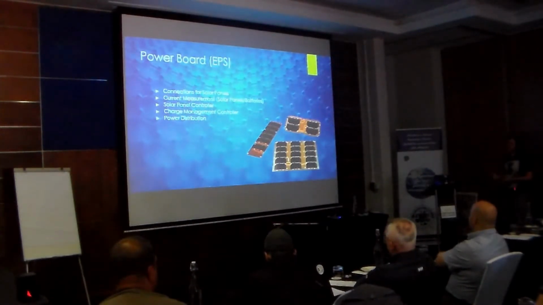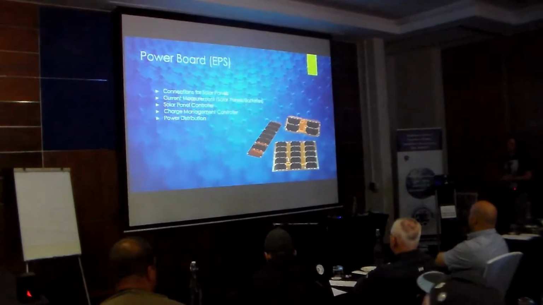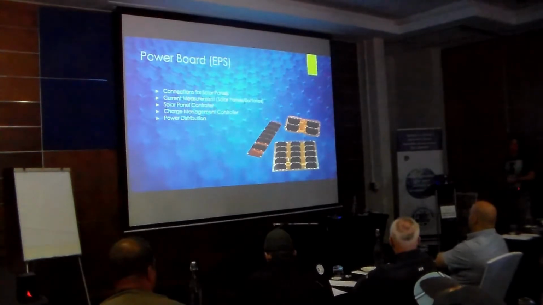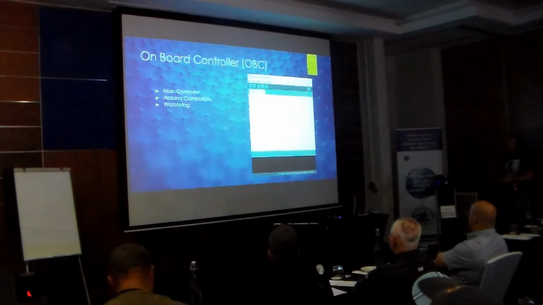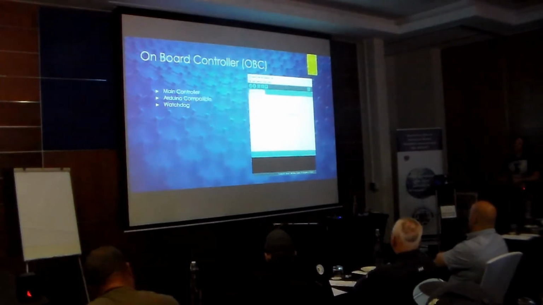The next board that I'm currently working on is the power board. It's going to have connections for solar panels, does current measurement, has your basic solar panel controller and charge management, and it will distribute the power to the rest of the AGSat. The main board will be a controller, nothing fancy. I'm trying to make it Arduino compatible.